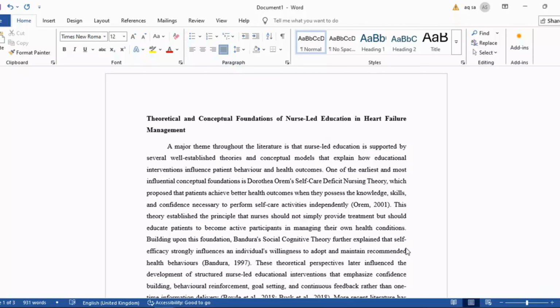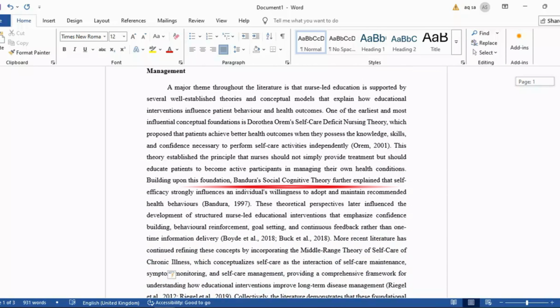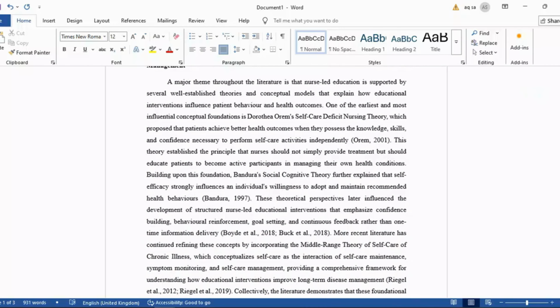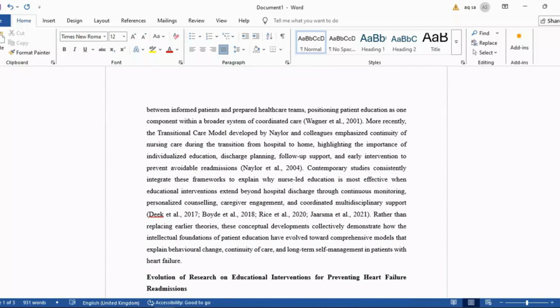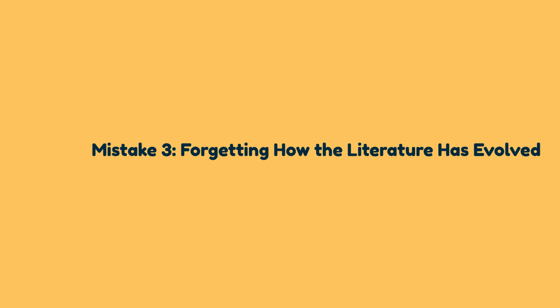A strong literature review shows readers where important ideas first began before explaining how later researchers expanded, challenged, or refined those ideas. Seminal studies often introduce influential theories, key constructs, major concepts, or research models that continue to shape current research. Including these studies demonstrates that the researcher understands the intellectual development of the field instead of examining recent findings in isolation. Mistake 3. Forgetting how the literature has evolved.